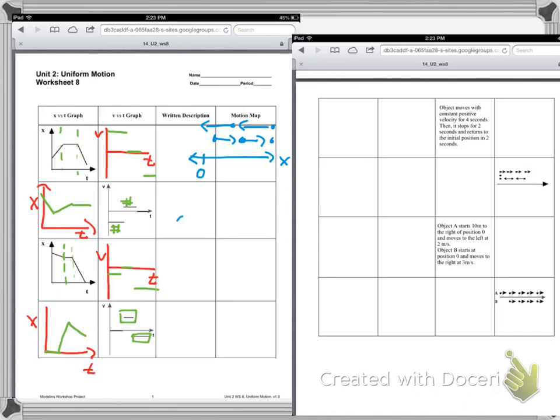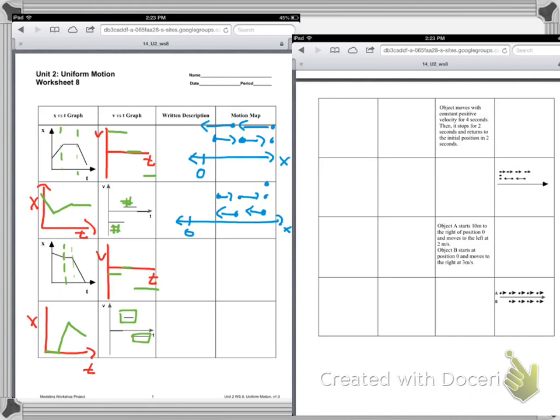Next one, again, draw our number line and our initial position on there. This one starts with a positive initial position, a negative constant velocity, and then it turns around and has a positive velocity, and then it sits still.